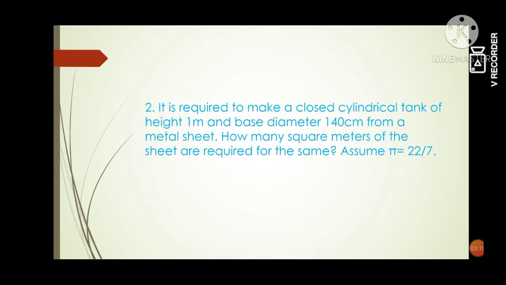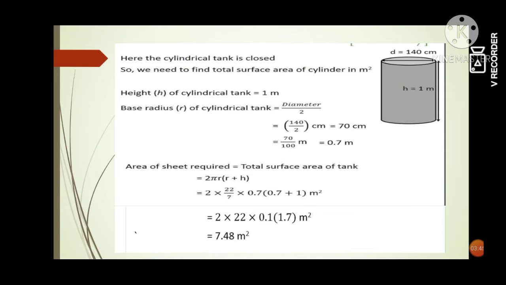In question number 2, it says it is required to make a closed cylindrical tank of height 1 meter and the base diameter is 140 centimeters from a metal sheet. How many square meters of sheet are required for the same? We have to assume that π is equal to 22/7.